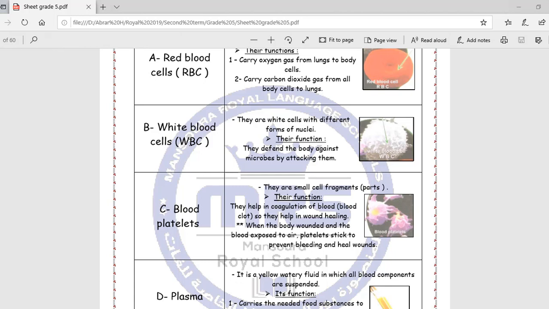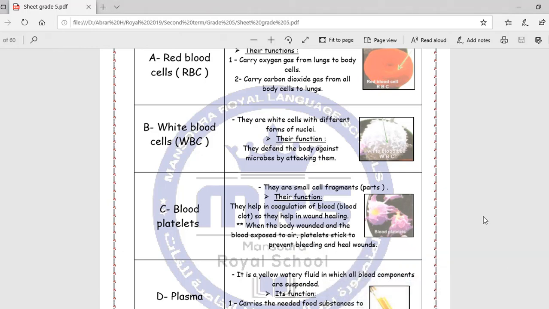What is their function? The function of the white blood cells is to defend the body against microbes. It means that it's the army that protects your body against strange bodies. Strange bodies like what? Like microbes that cause diseases. So the white blood cells defend the body against microbes by attacking them.